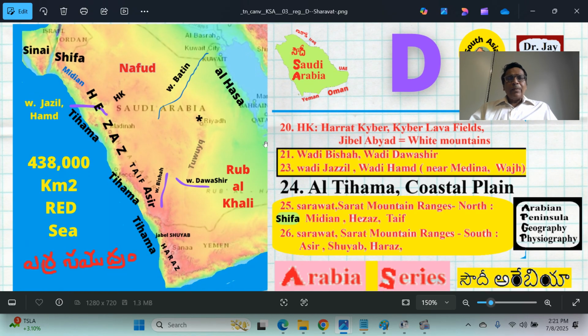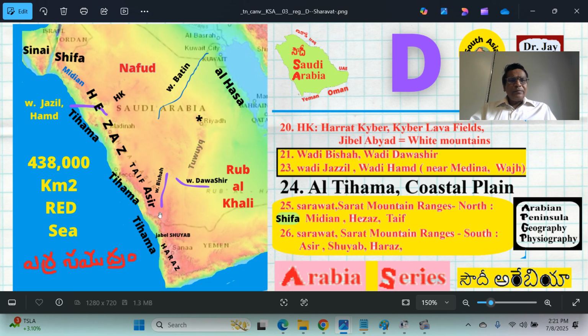We are talking about Harrat Kyber. There is a town called Kyber between the Tabuk and Medina towns. Harrat, an Arabic term, means lava plateau. This is the Harrat. I put it HK here. Harrat Kyber, and the surrounding area is also called Jibel Abyad. Jibel is the Arabic term for mountain ranges. Abyad means white mountains. This is the lava plateau region, north of Medina, maybe a few kilometers northeast of Medina.